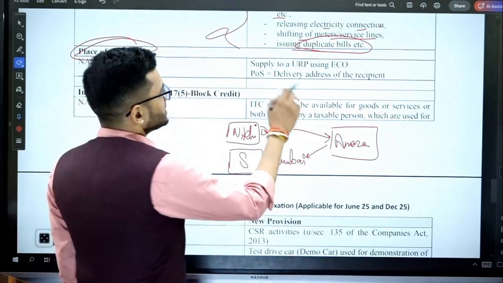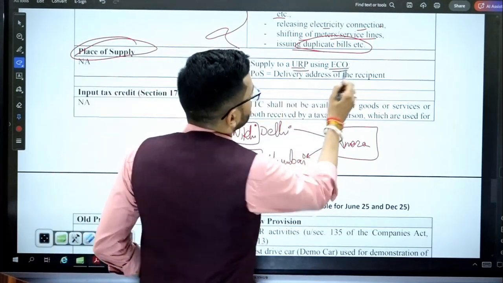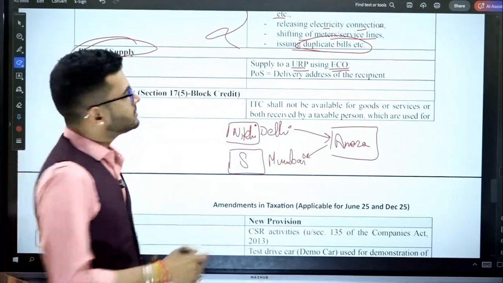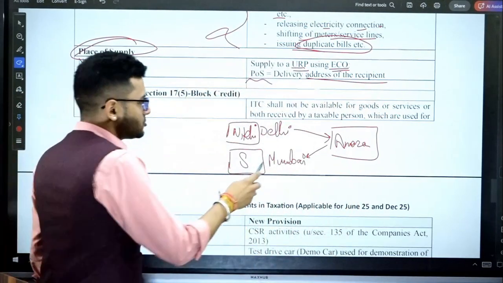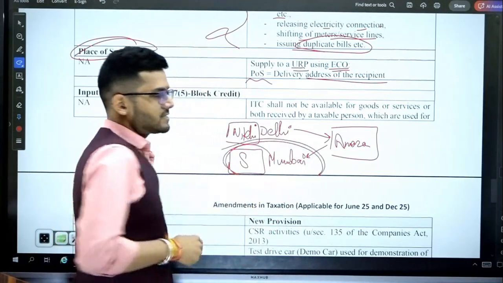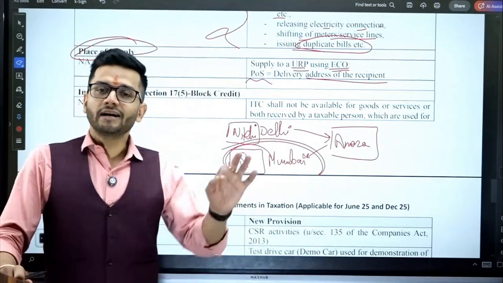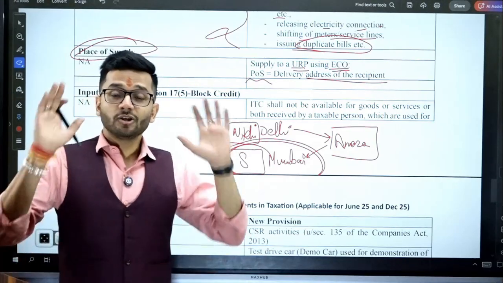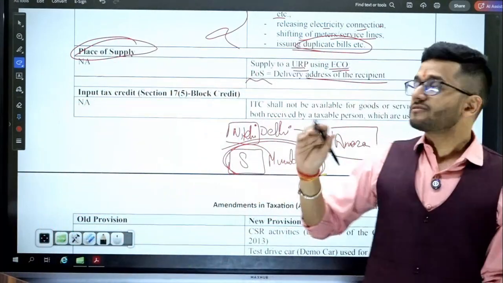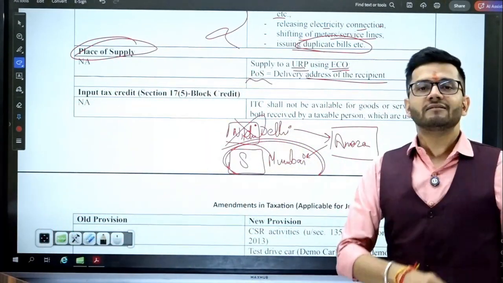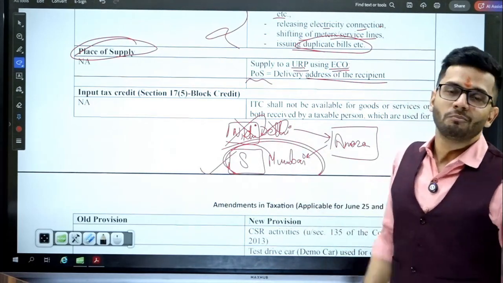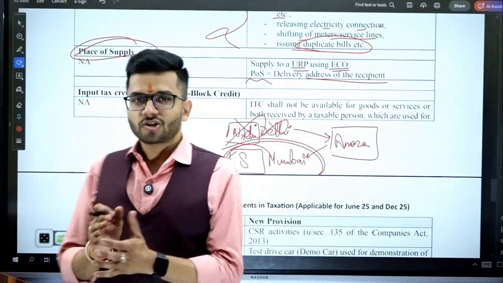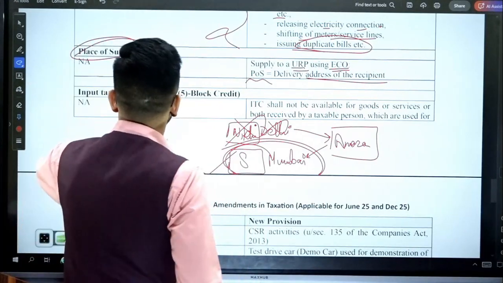That clarifies that for supply to an unregistered person using e-commerce operators, the place of supply should be the delivery address of the recipient. So in this case, the delivery address is this Mumbai address. Wherever the goods are delivered, that will be the place of supply. My place of supply is irrelevant, so it's not Delhi. Her place of supply is relevant, which is Mumbai. This is an addition which has been made in the recent amendment.